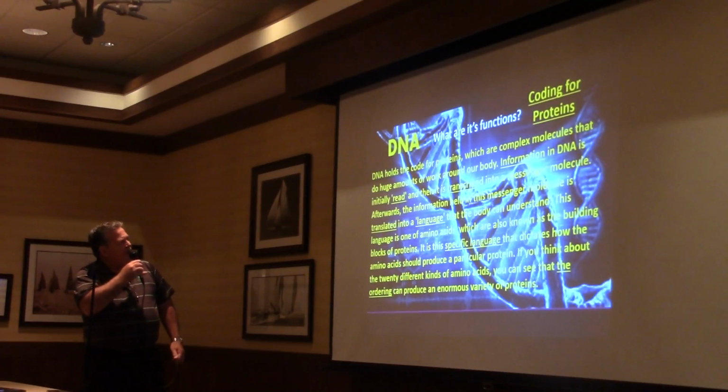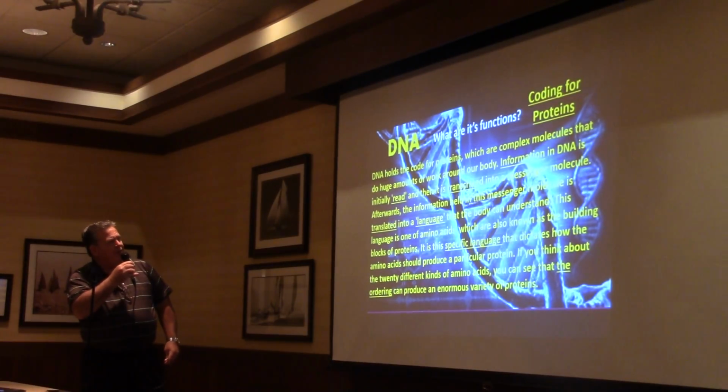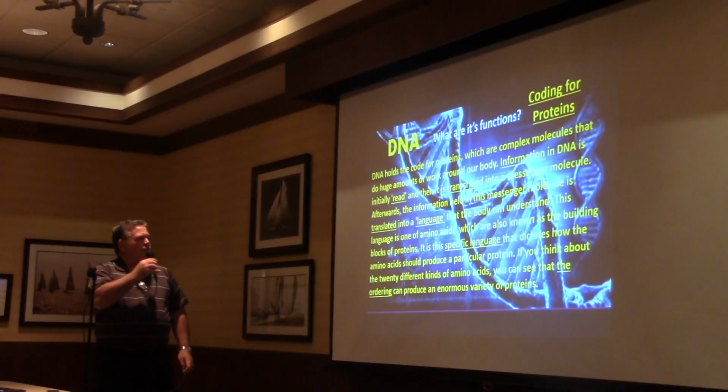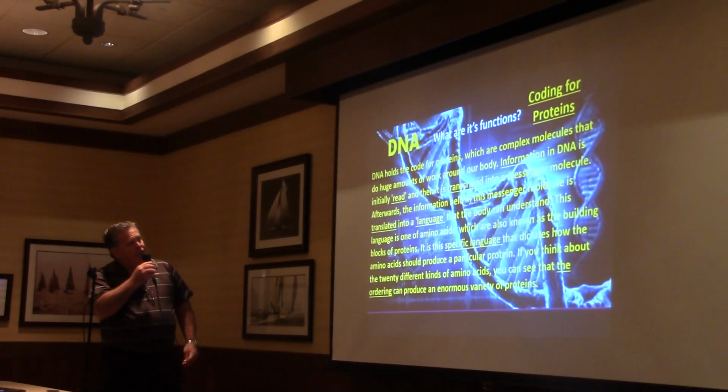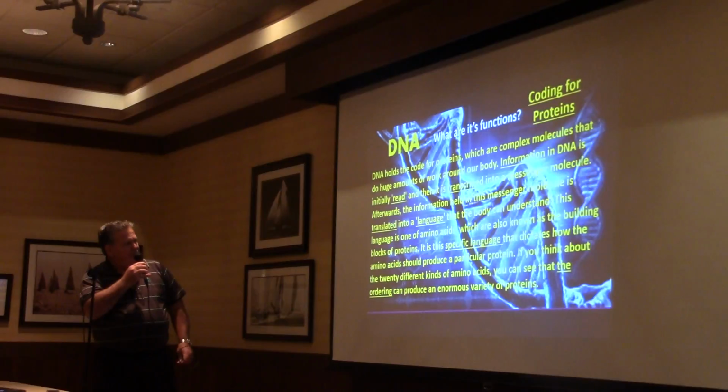Information in DNA is initially read, and then it is transcribed into a messenger molecule. Afterwards, the information held in this messenger molecule is translated into a language that the body can understand. This language is one of amino acids, which are also known as the building blocks of proteins. It is this specific language that dictates how the amino acids should produce a particular protein. If you think about the 20 different kinds of amino acids, you can see that the ordering can produce an enormous variety of proteins.